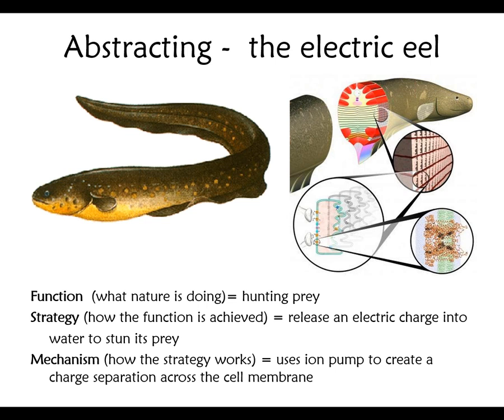So in this case, the function, what nature is doing, is hunting prey. The strategy, how the function is achieved, is that the eel releases an electric charge into the water to stun its prey. The mechanism, which is how the strategy works, is that it uses an ion pump to create a charge separation across the cell membrane. Mechanisms occur on the level of shape, process, or interactions with the environmental system as a whole. Remember, the best biomimicry designs mimic the form, process, and ecosystem in which the organism resides.